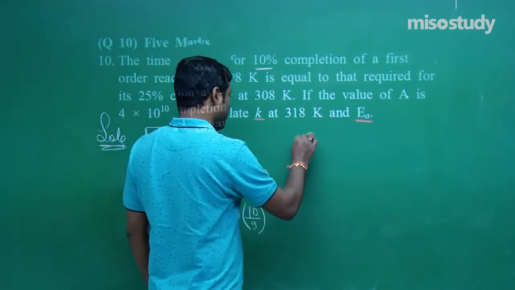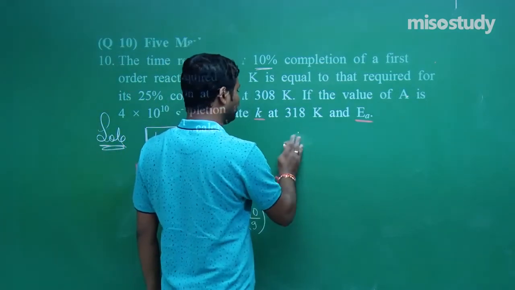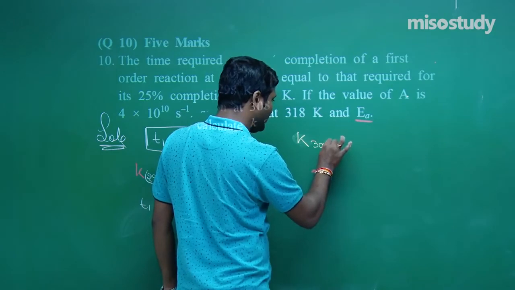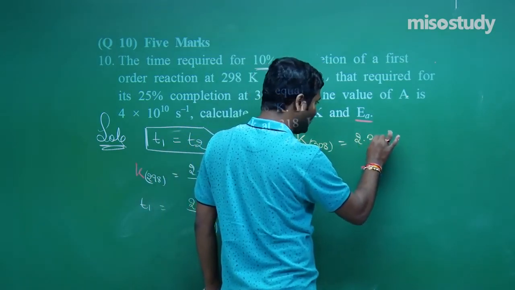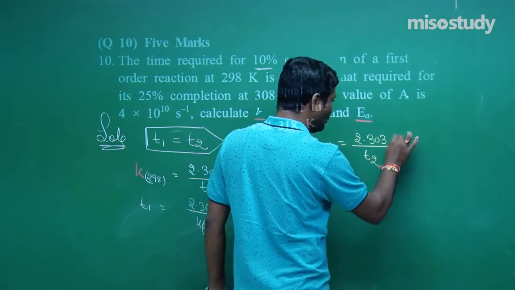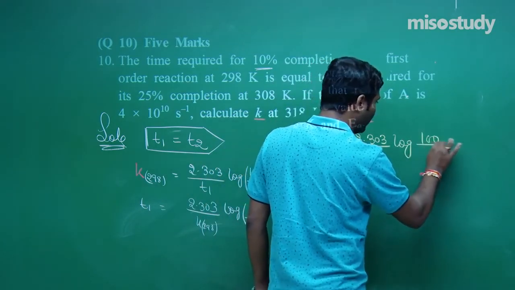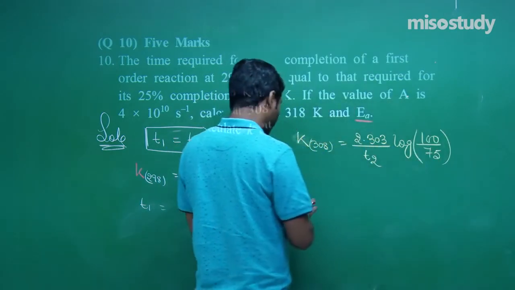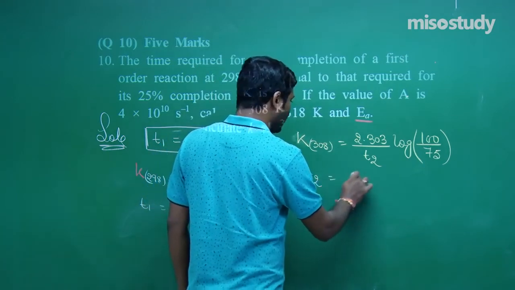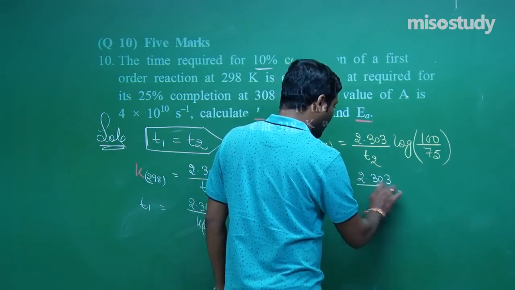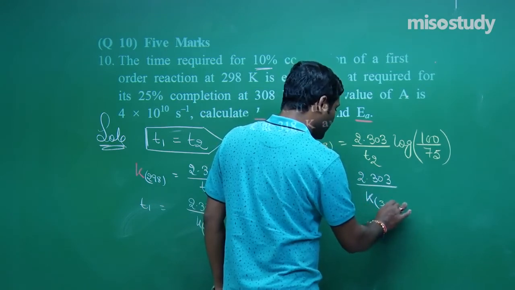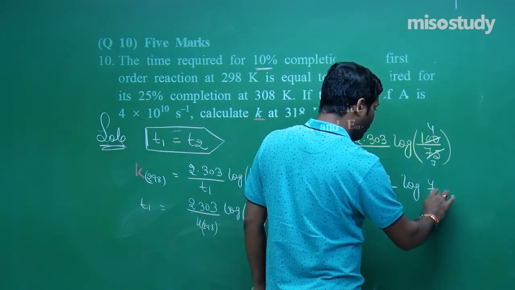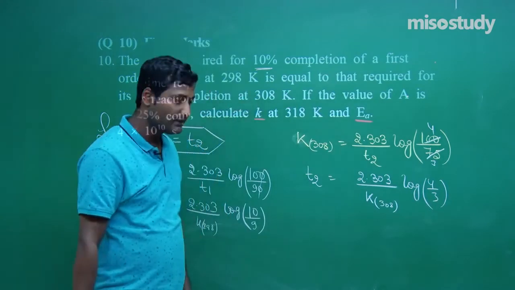Now again, K at 308 Kelvin is equal to 2.303 upon T2 log A naught, here 100, for 25% completion the remaining amount is 75. Yes sir. Now what do we observe? T2 is equal to 2.303 upon K308 log 100 upon 75, that is log 4 by 3. Yes? Yes sir.